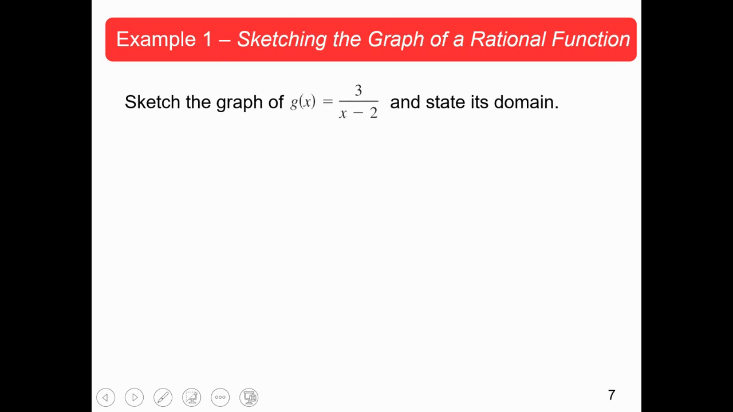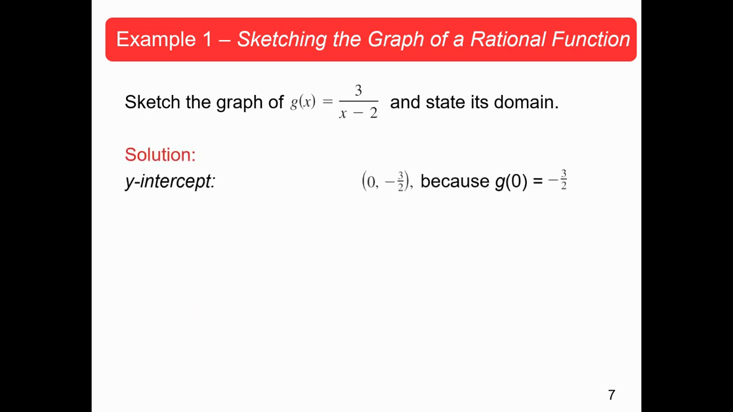Here we have 3 over x minus 2. The y-intercept, before I do that even, if I could simplify this down, I would. I have nothing to simplify though. Now to find the y-intercept, I'm going to put 0 in for x. And so 0 minus 2 is just negative 2. So it'll be 3 over negative 2, and that's what they got here. So that is my y-intercept.